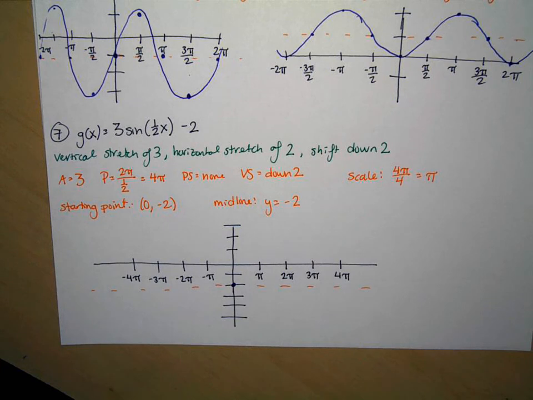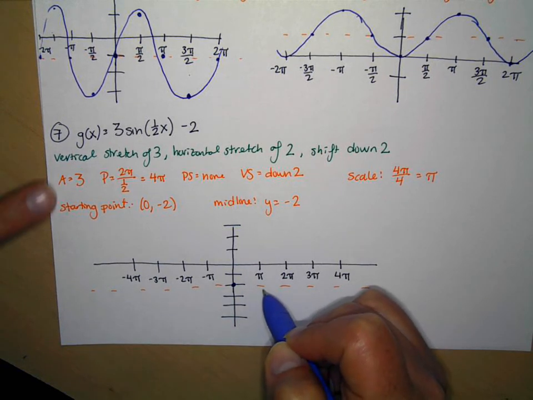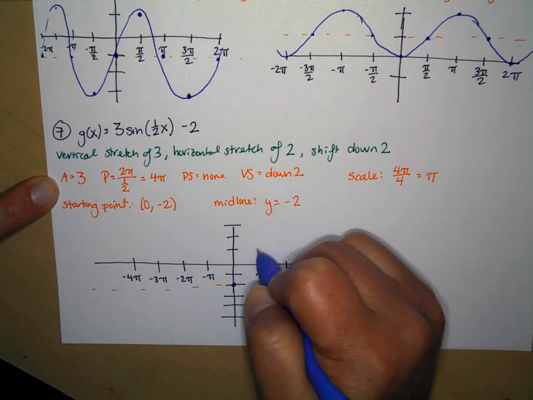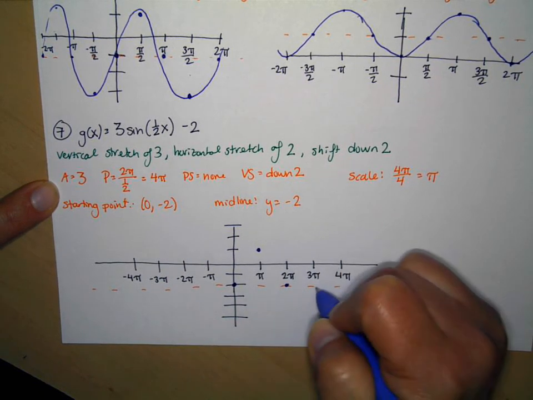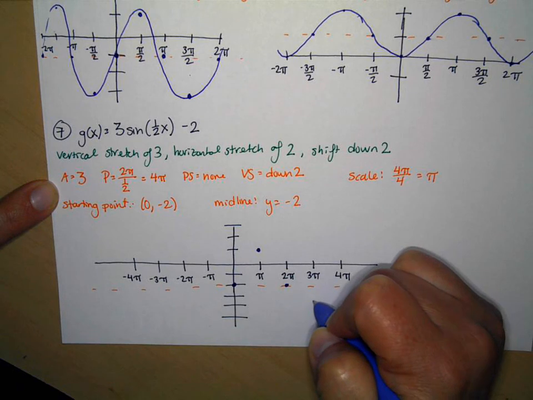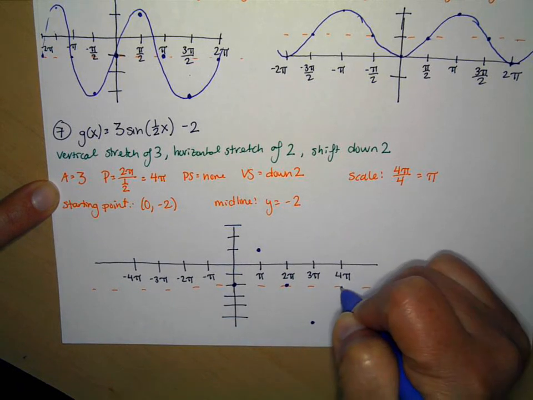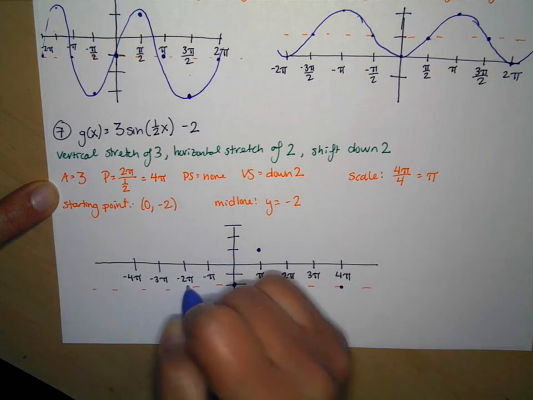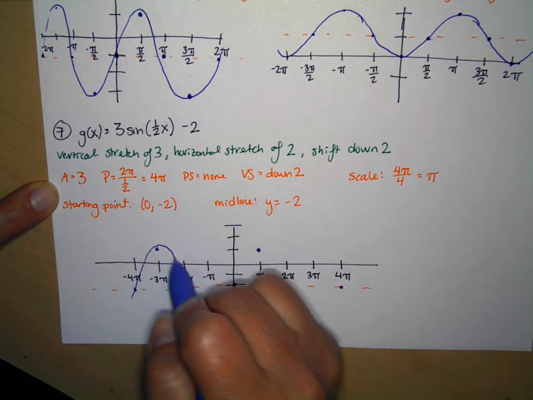And to graph our points, we have our first point on our midline. Our second point should be at our maximum, and since our amplitude is 3, we're going to go 3 spaces above our midline. 1, 2, 3. Third point's on the midline. Fourth point should be our minimum, so 3 spaces below our midline. Back to our midline, and then you can continue the pattern. And connect your points.